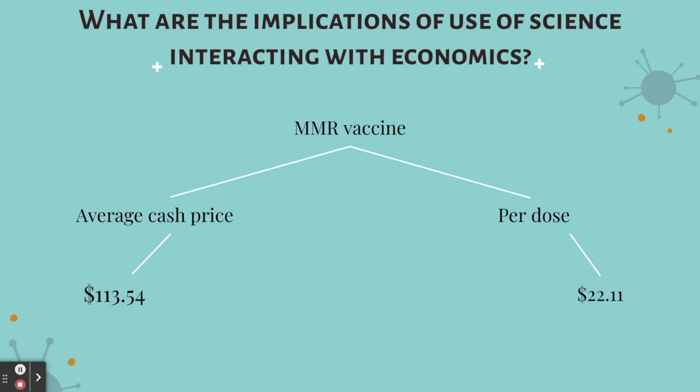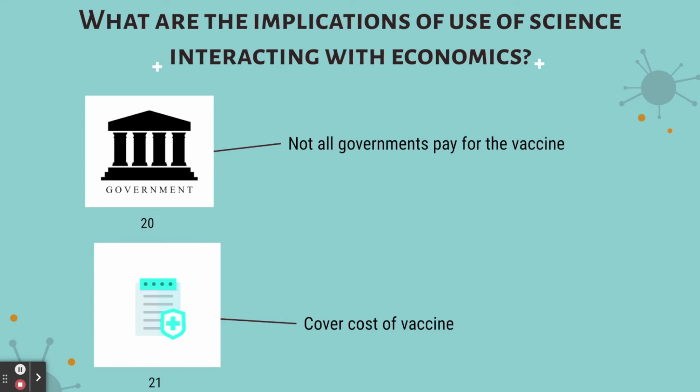What are the implications of the use of science interacting with economics? The average cash price of the MMR vaccine is $113.54. Two doses are recommended with the price of $22.11 each. Not all governments pay for the vaccine, but most health insurance plans cover the cost of vaccines.